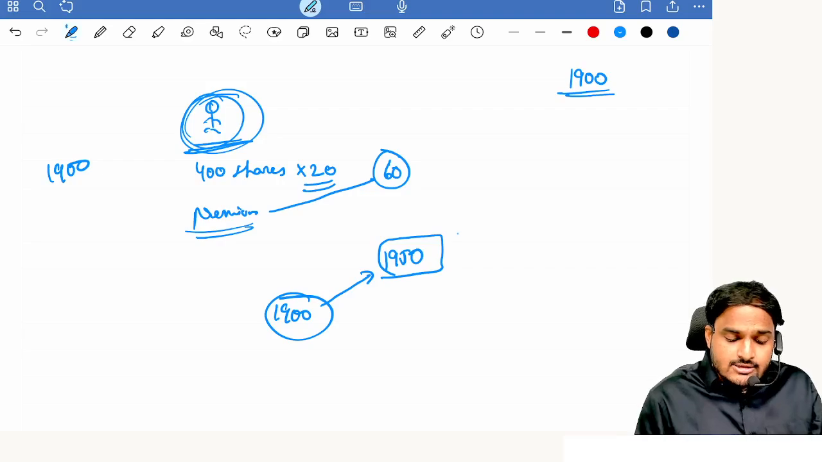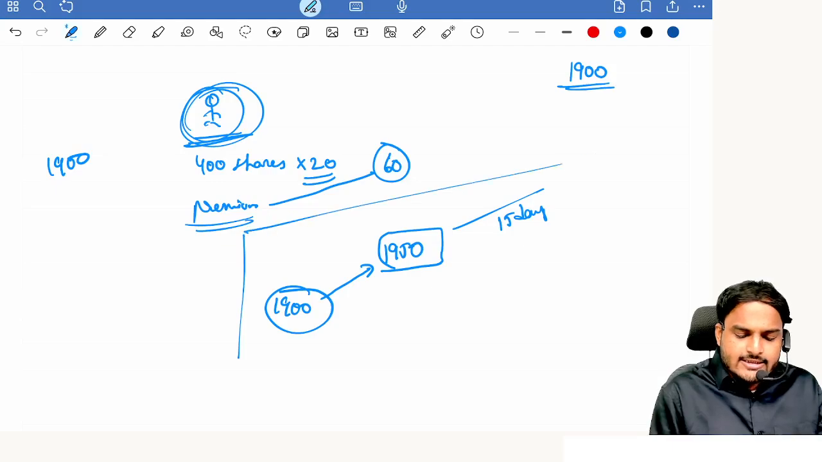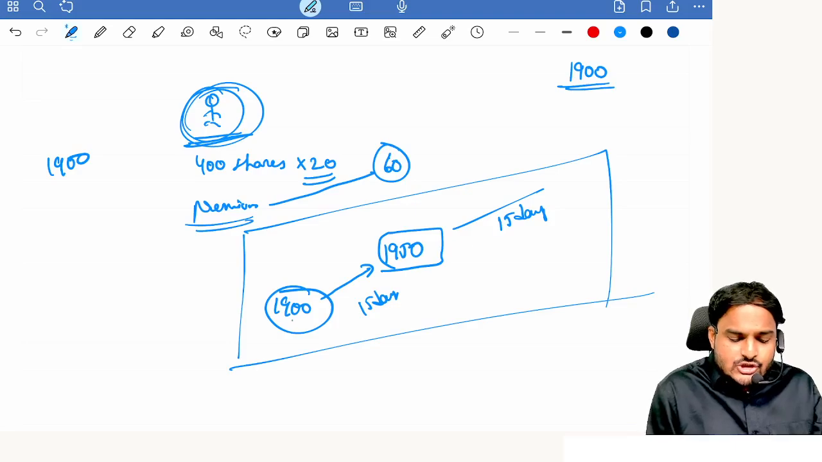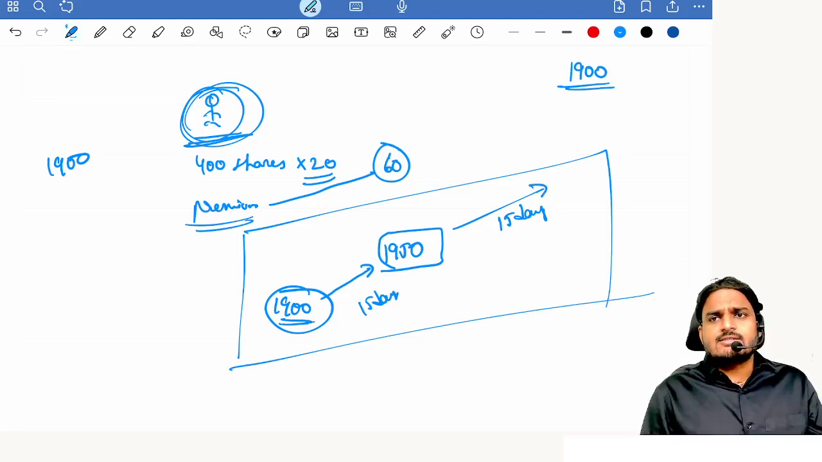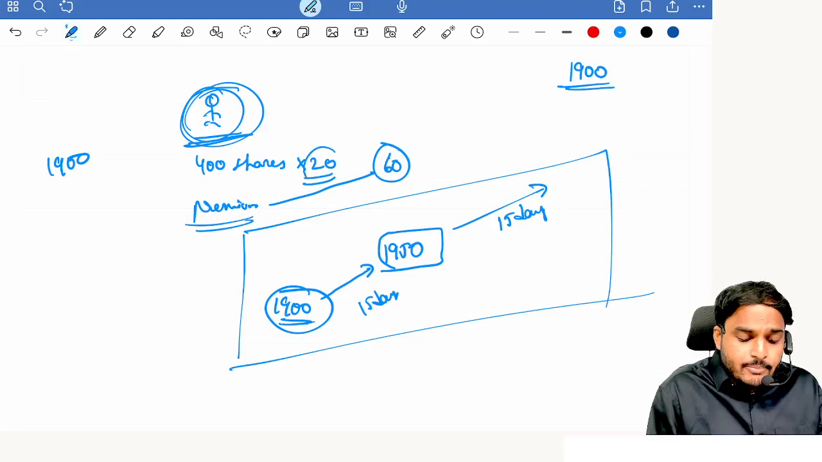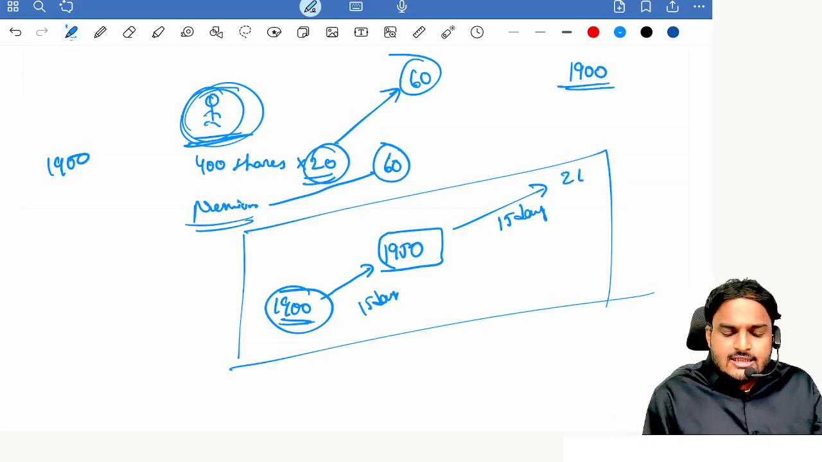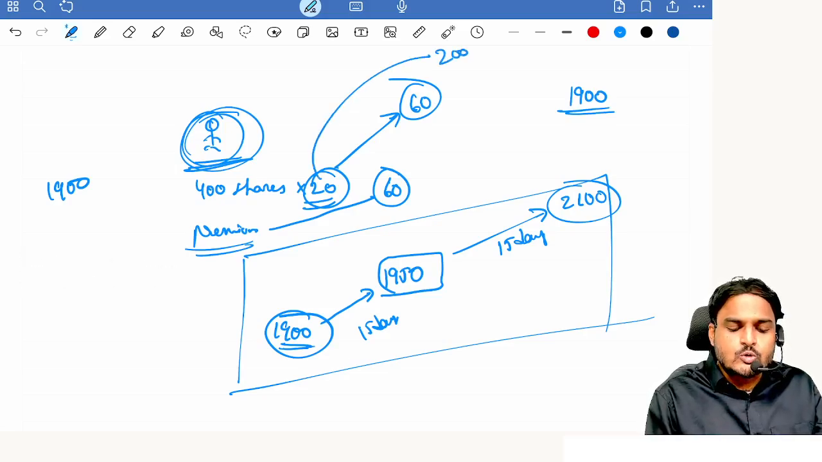Why? Because another 15 days time limit is there. Our contract is for how many months? 1 month. 15 days over, within 15 days the share price increased to how much? 1950. Another 15 days it may increase. That's why the premium amount will increase to 60. Suppose by the end of the 30th day, if the share price reaches 2100, then the premium amount will increase from 20 to 200.